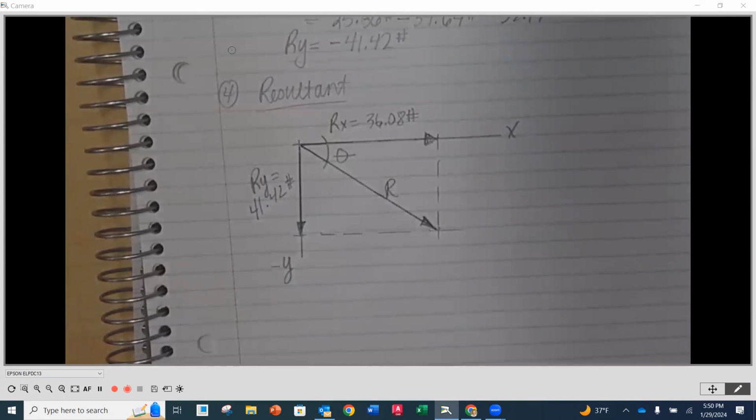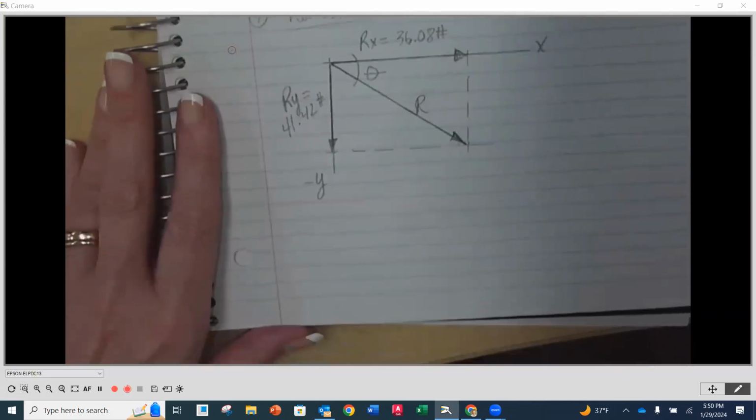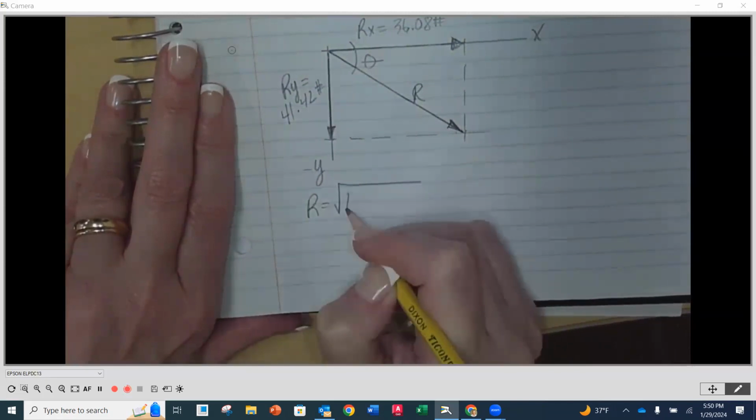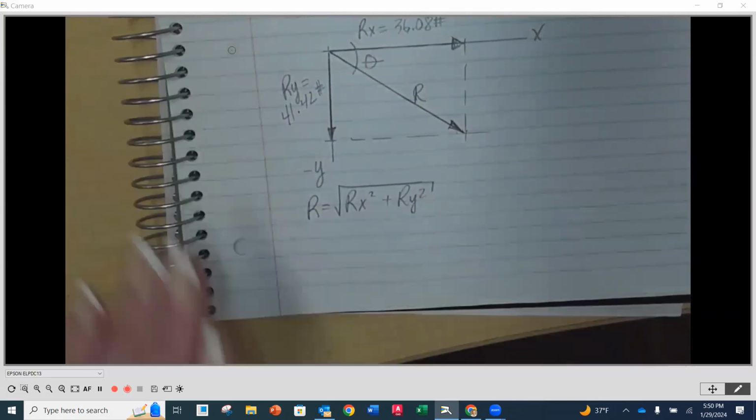No, I'm not going to use the law of cosines. I have a right triangle. Pythagorean theorem, exactly. So I know the two legs. You could use the law of cosines if you wanted to, but I'd much rather do Pythagorean theorem because I have a right triangle. So I am going to write out, let me see here. R is equal to the square root of Rx squared plus Ry squared, everything under the radical there.